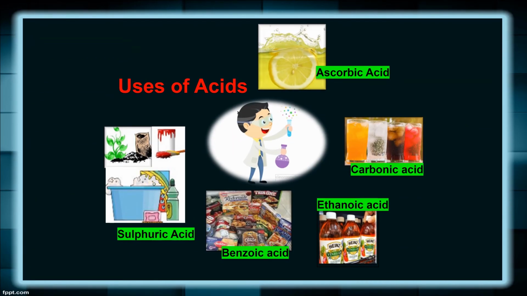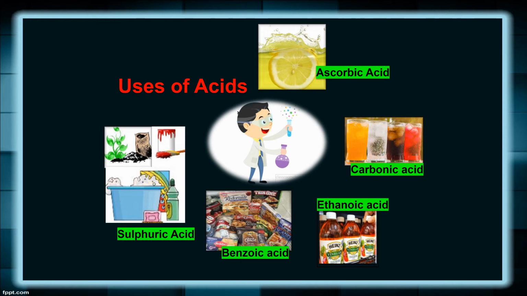Now let's look at the uses of acids. Acids and alkali are very essential in our daily life. Okay, so now let's look at the types of acids and their uses. Firstly, ascorbic acid. For your information, ascorbic acid is vitamin C. This ascorbic acid is essential for good health, to increase the immune system.